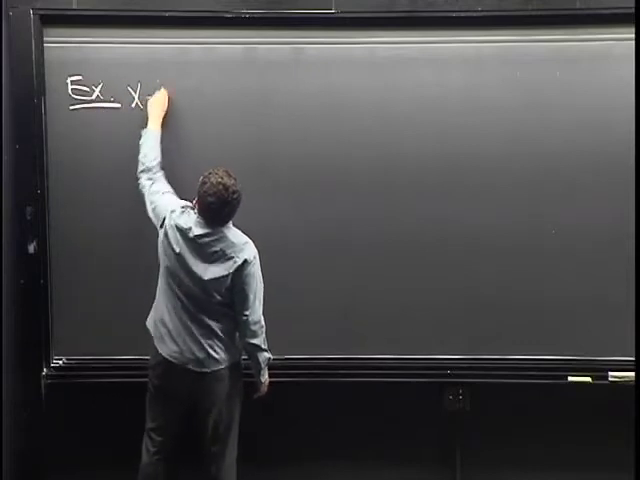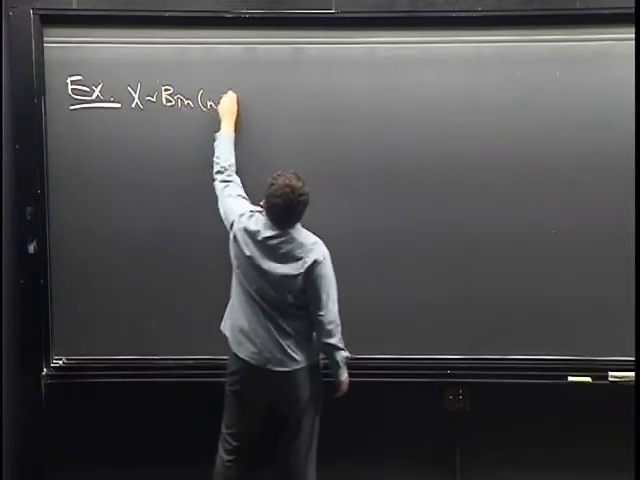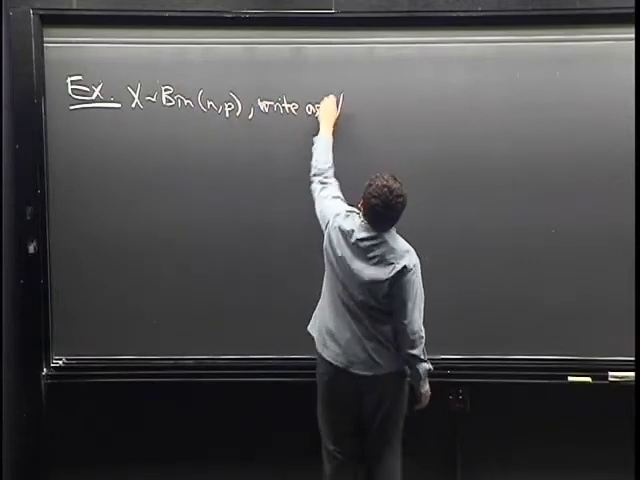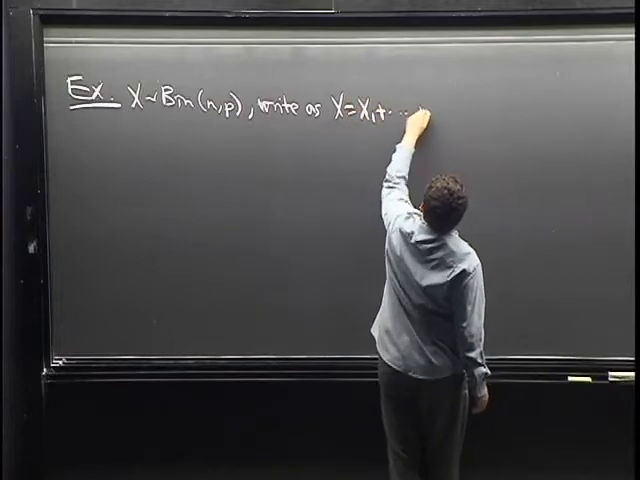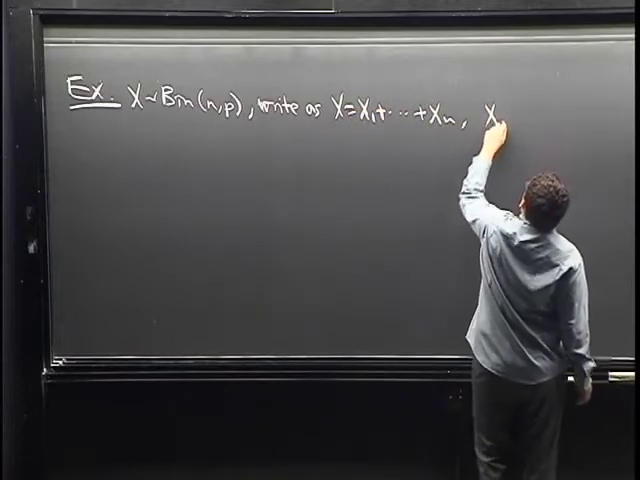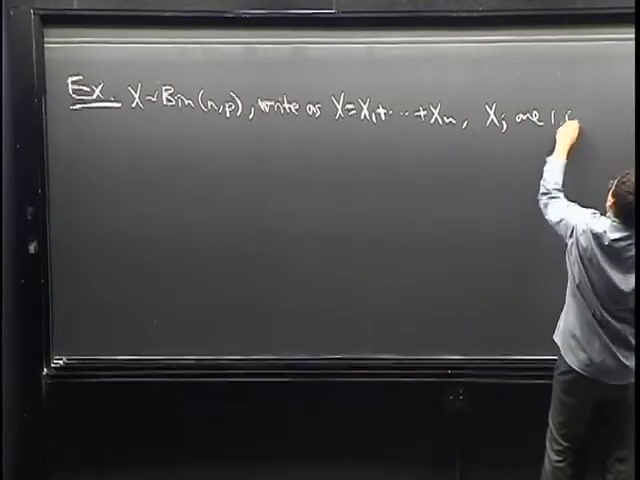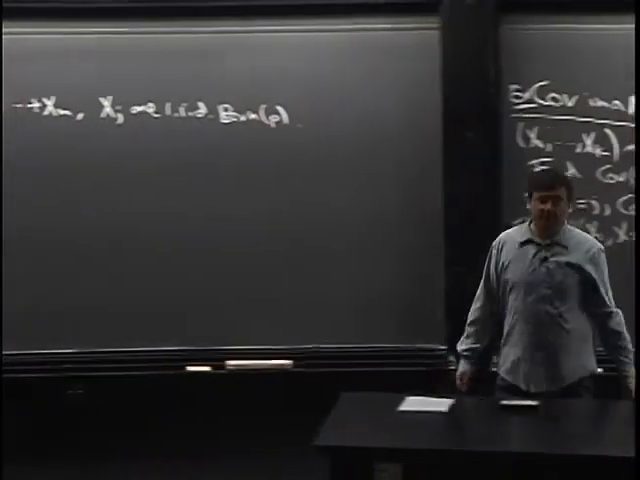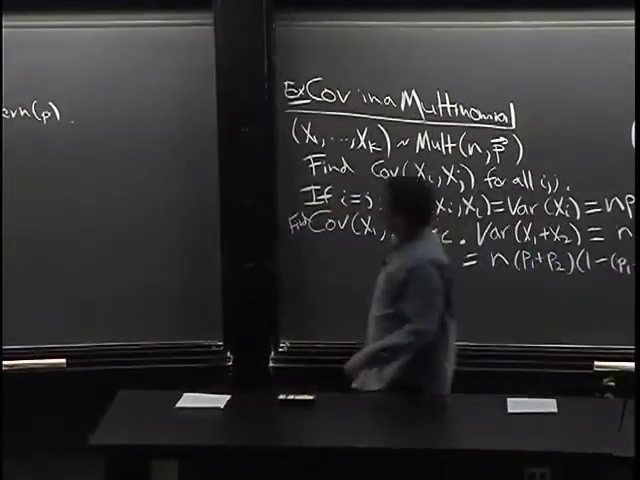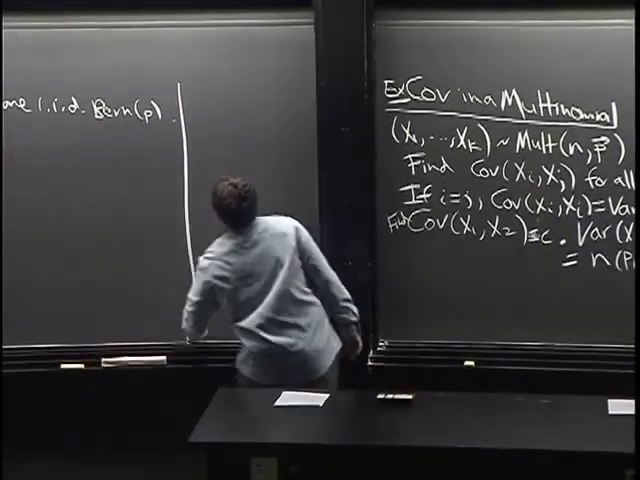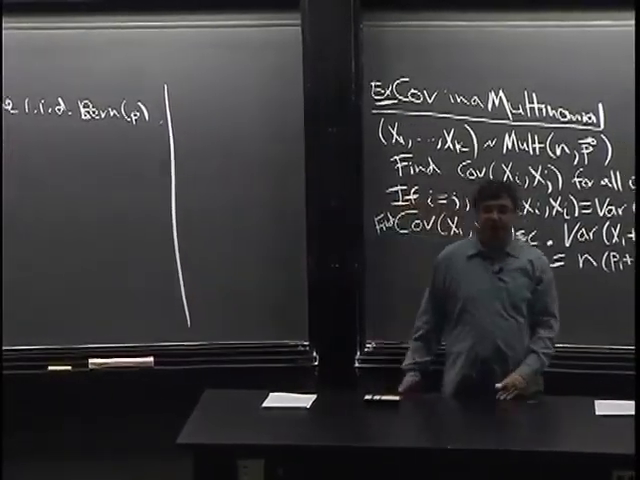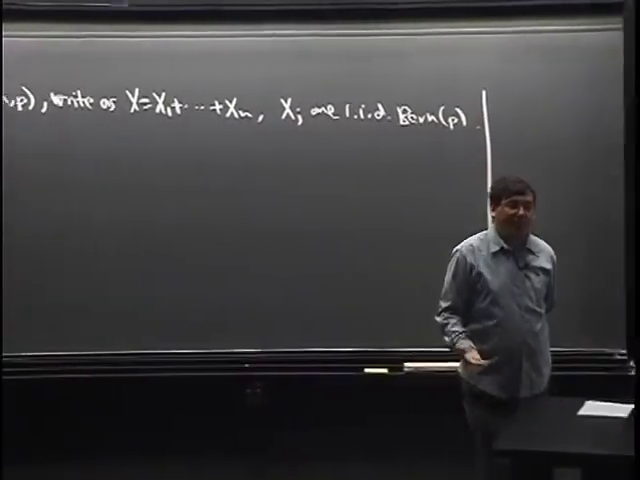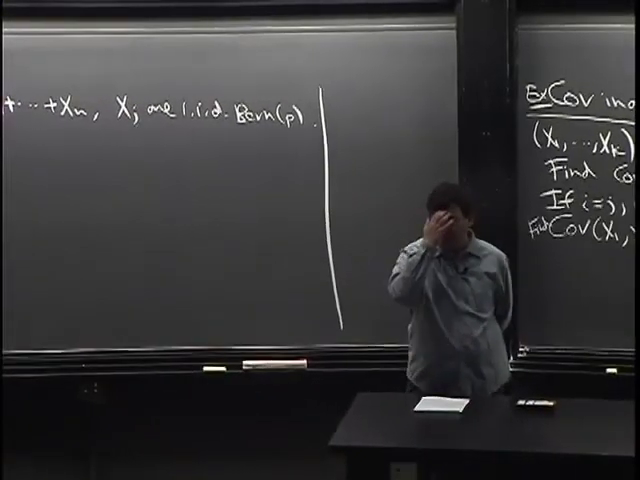So let X be Binomial(n,p), and we write it as we've done many times, X equals X1 plus blah, blah, blah, plus Xn, where the Xi's are IID Bernoulli(p). Now, let's do a quick little indicator random variable review. We can think of these Xj's as Bernoullis, but they're also indicator random variables. It's an indicator of success on the jth trial.